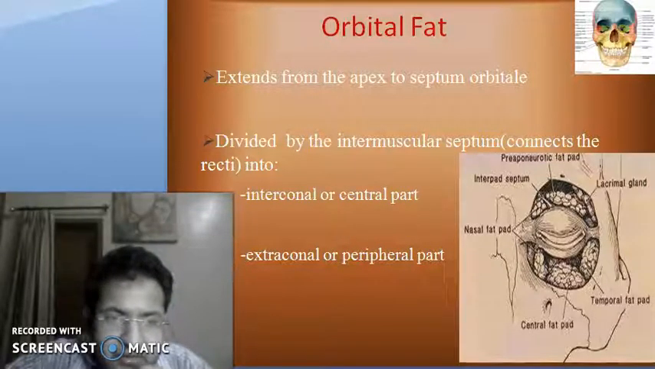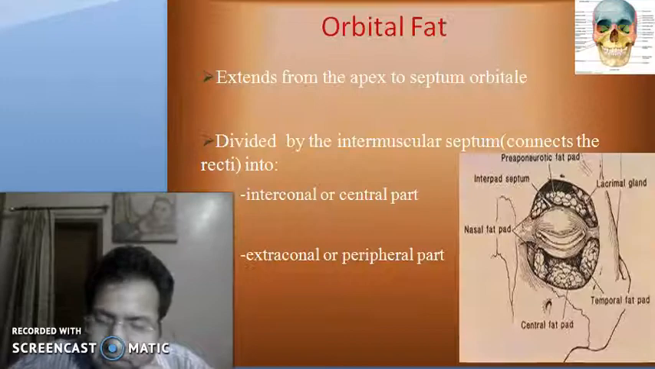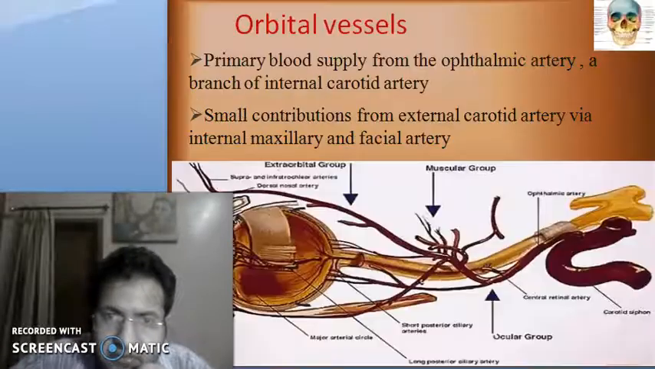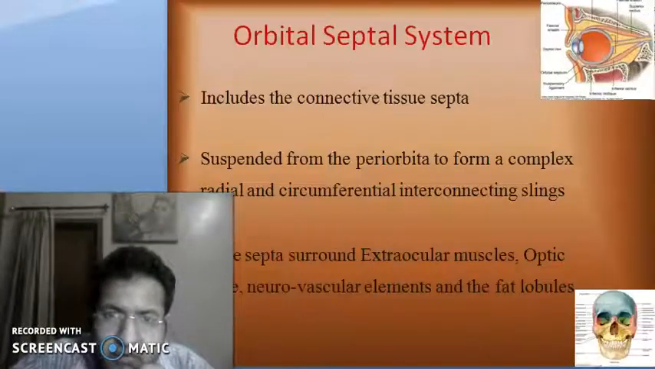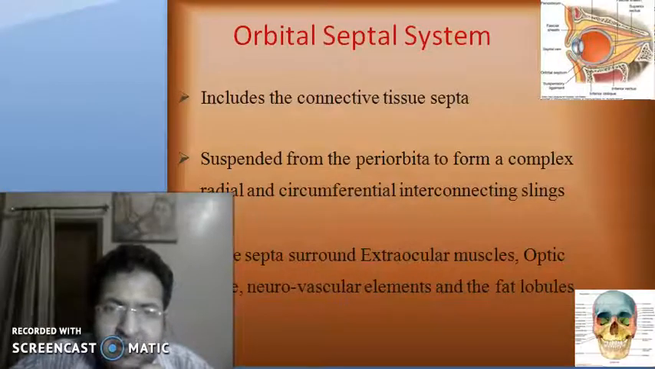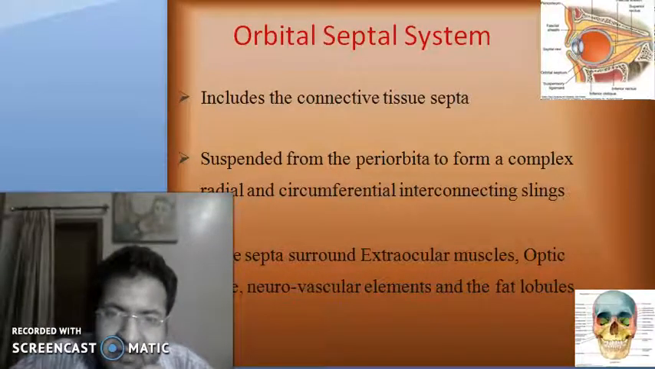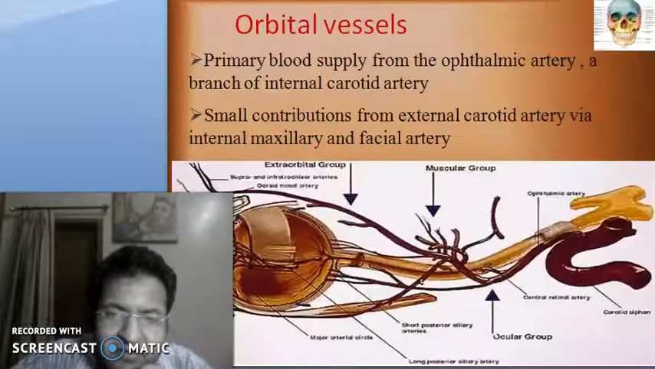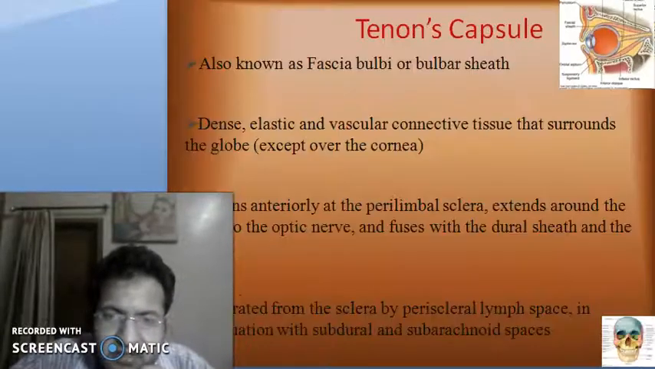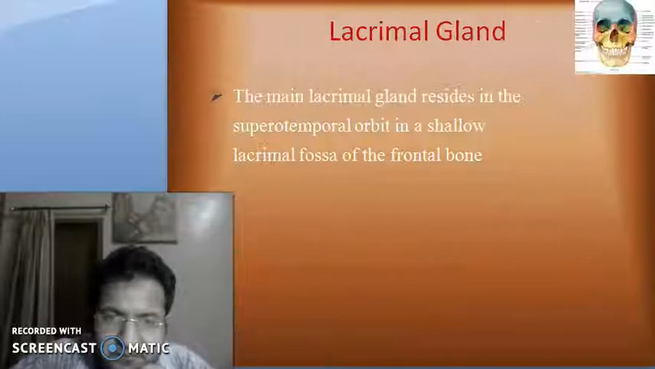What is this intermuscular septum? It is part of the orbital septal system which is suspended from the periorbita and forms complex radial and circumferential interconnecting slings.